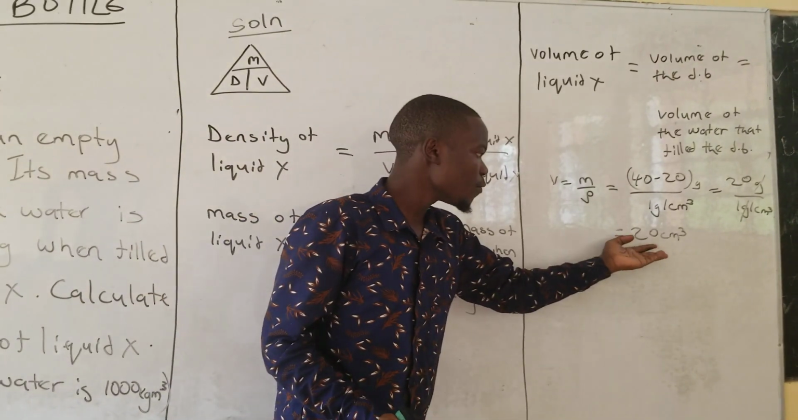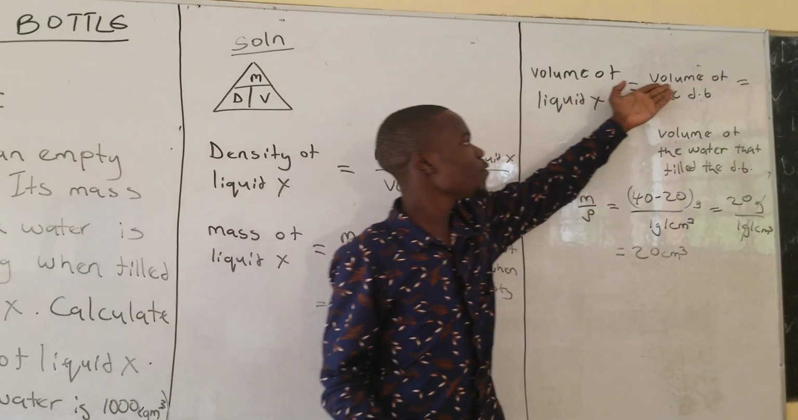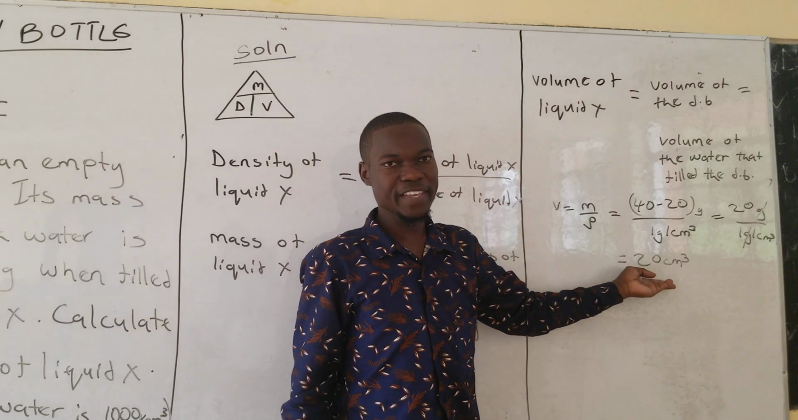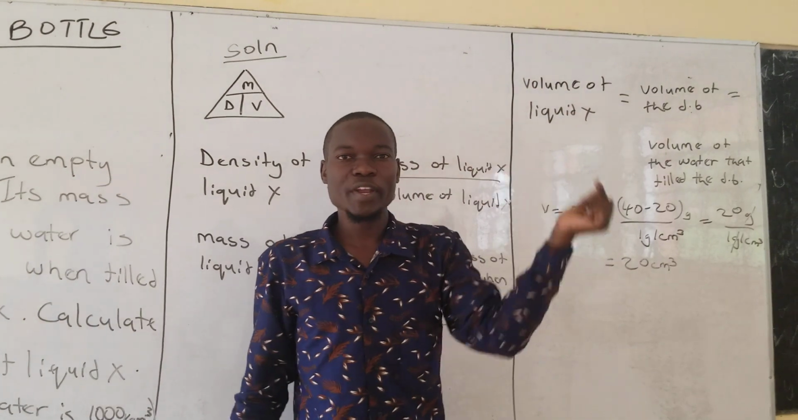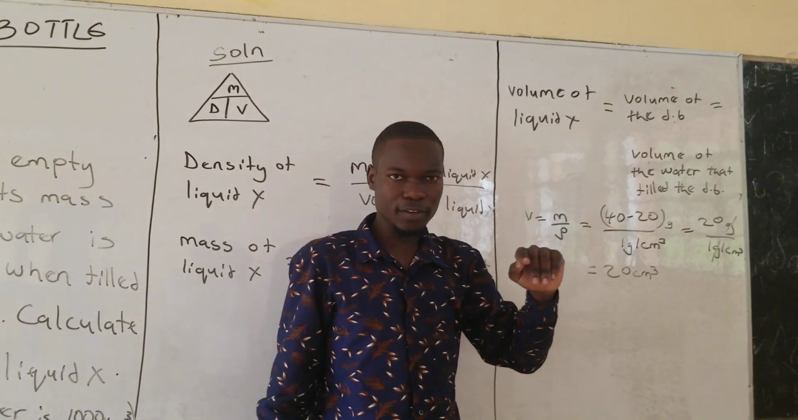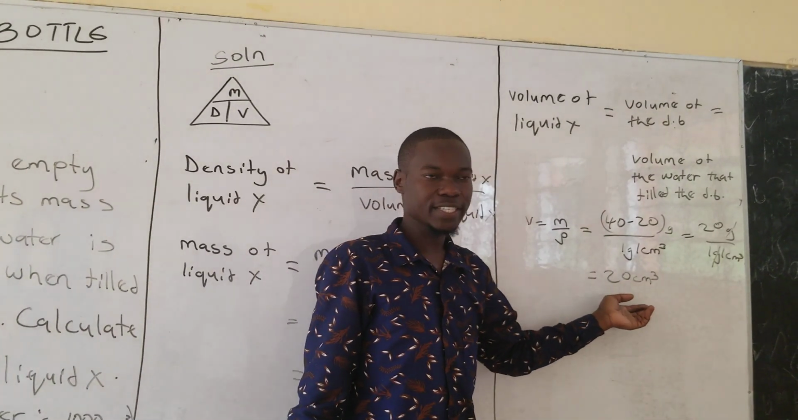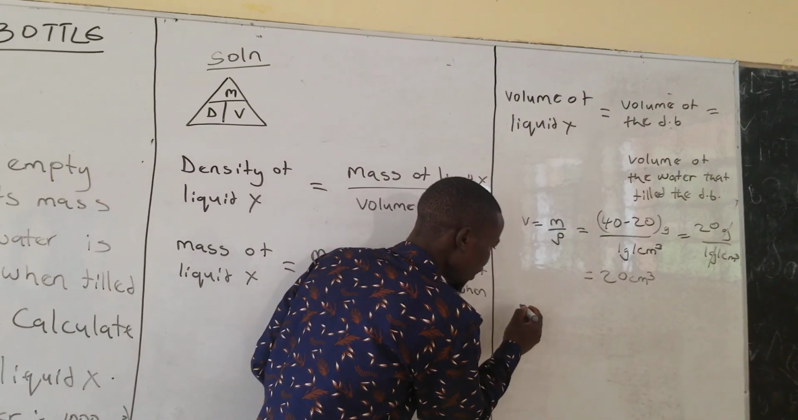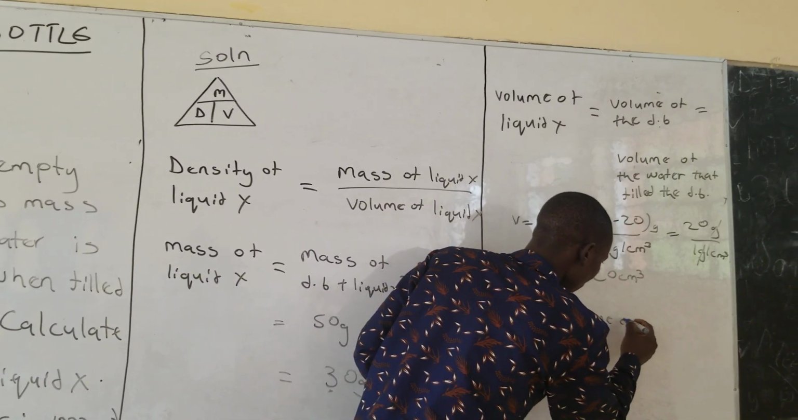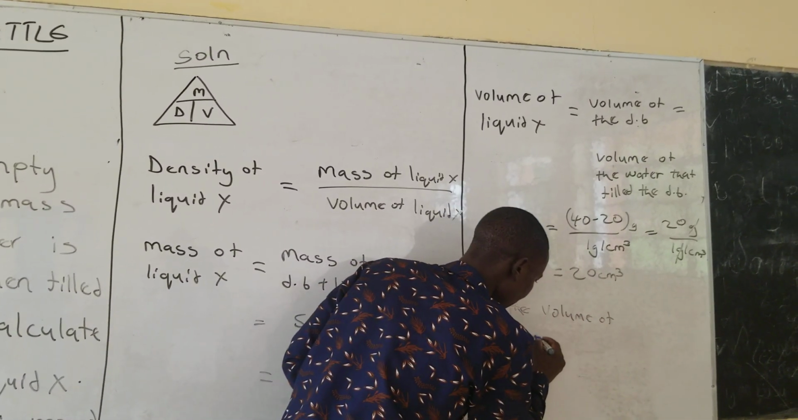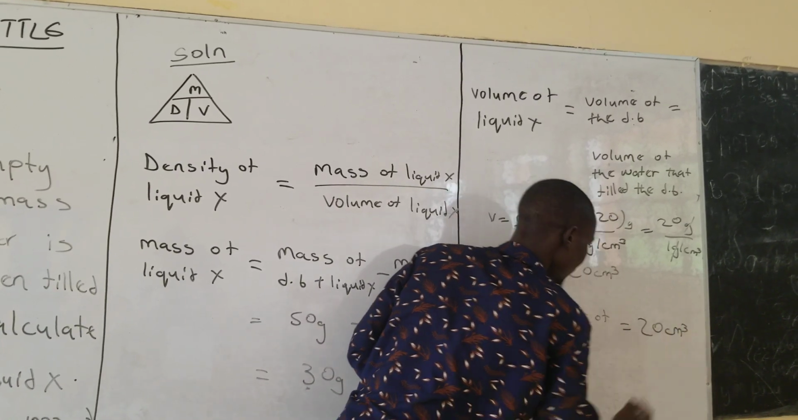Being that the volume of water that filled the density bottle is 20 cubic centimeters. Therefore, the volume of the density bottle is 20 cubic centimeters. And we were also told that liquid X also filled the density bottle. Therefore, the volume of liquid X is also to be taken as 20 cubic centimeters. So you write, therefore, the volume of liquid X is equivalent to 20 cubic centimeters.